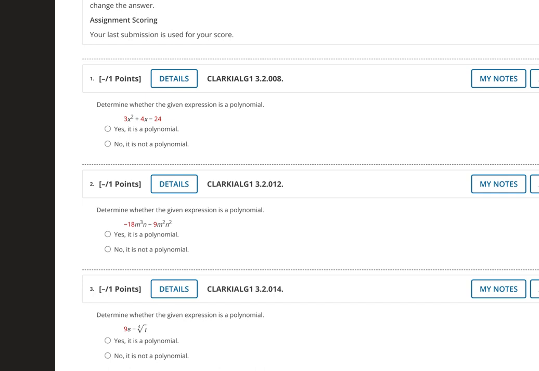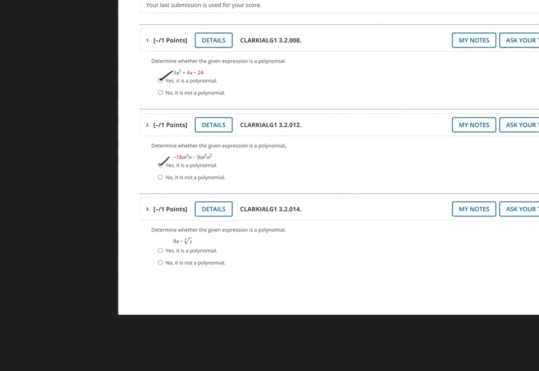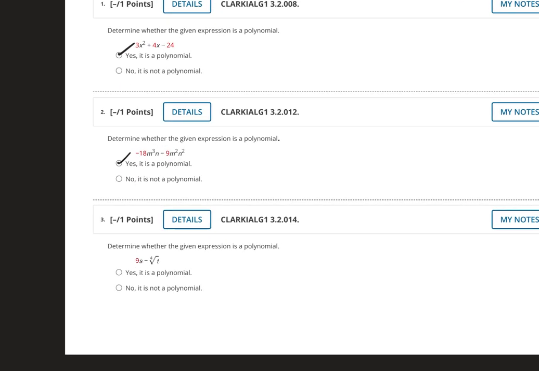If there was a variable on the bottom of a fraction, or if there was a variable underneath a radical symbol. So in this case, this is a polynomial because I don't see any fractions that have anything other than a 1 on the bottom. And this is a polynomial also. I don't see much for fractions, and there's no variable under the radical symbol. This right here does have a variable under a radical symbol, so this is not a polynomial.